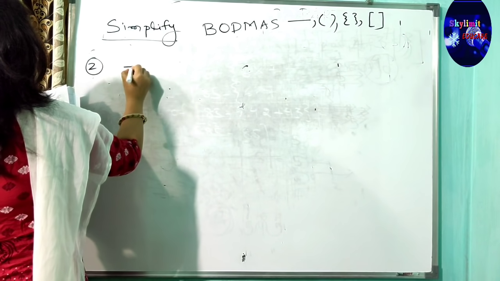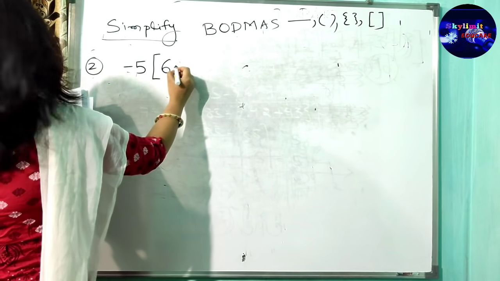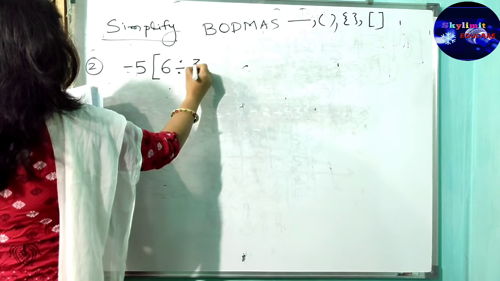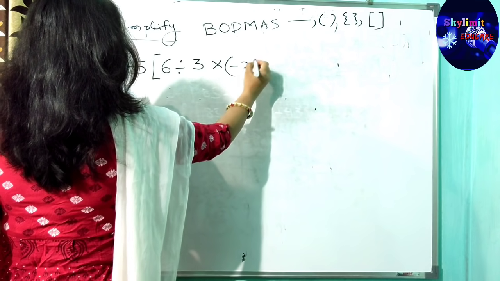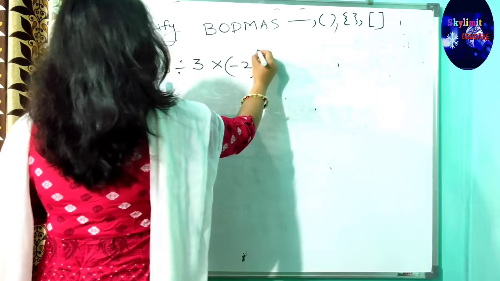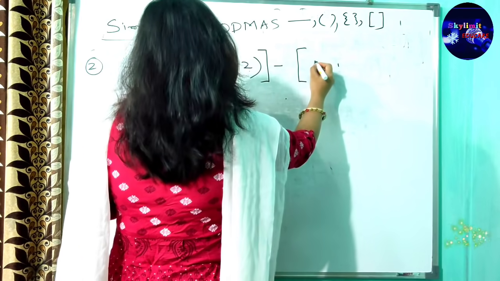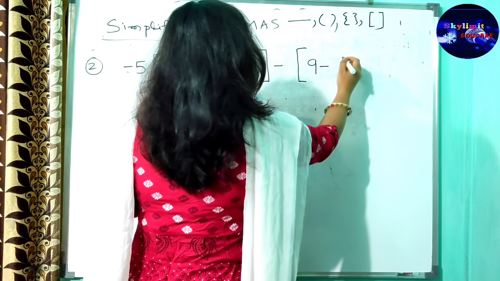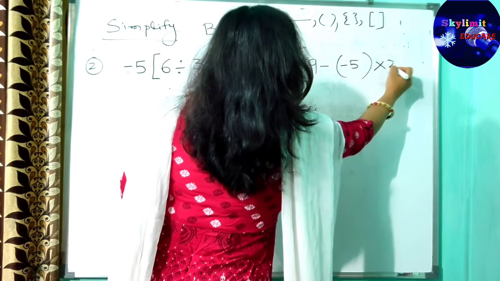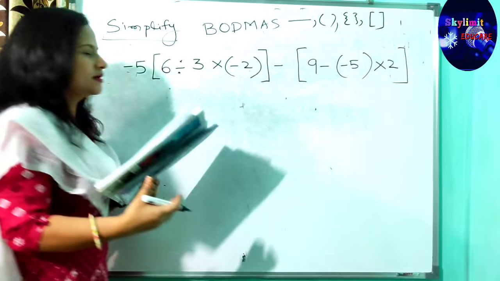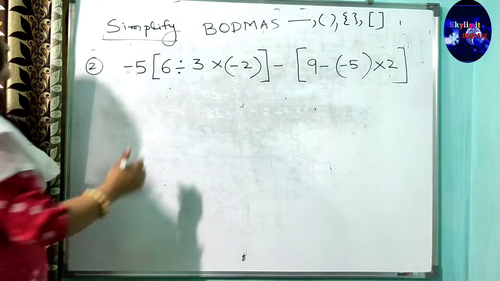Minus 5 [6 divided by 3 multiplied to minus 2] minus [9 minus 5 multiplied to 2]. Yes, this is the question. Now let us solve it.